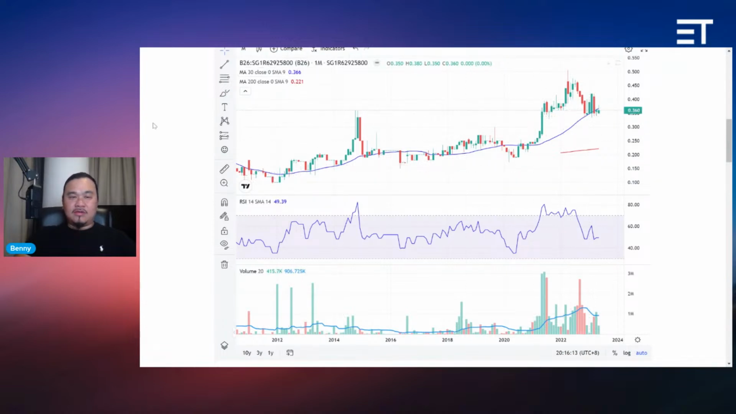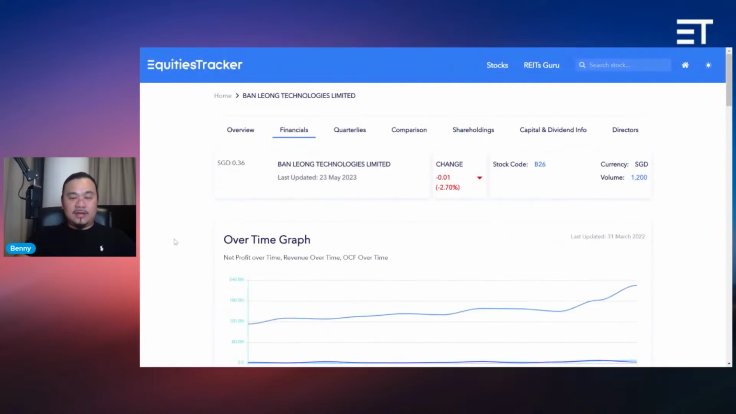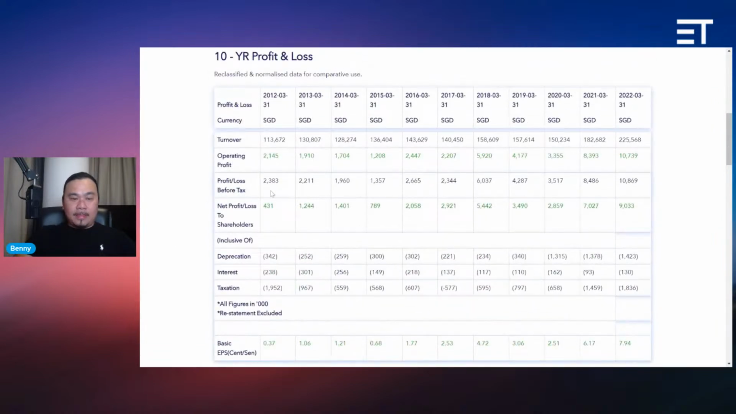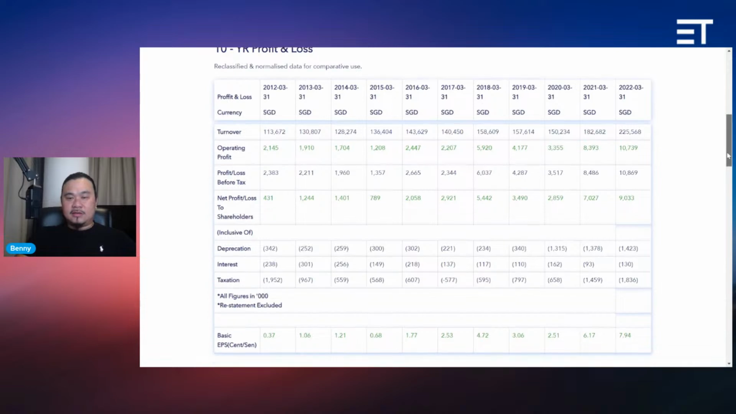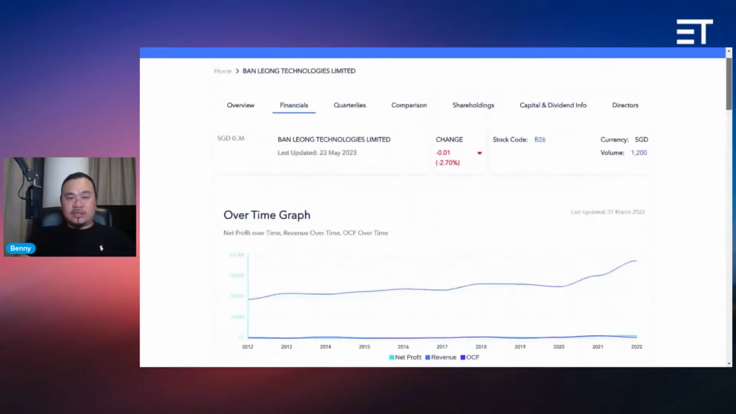Price has gone up about 3 times, whereas its net profit has actually gone up much more. So you look at net profit from 2.3 million, it has gone up to about 10.89 million. That's profit before tax. That has gone up about 4 times, whereas price has gone up 3 times. So this is basically a company that's quite consistent.